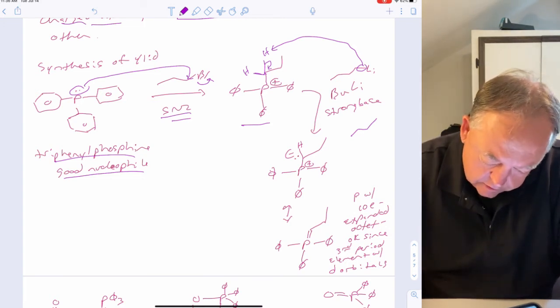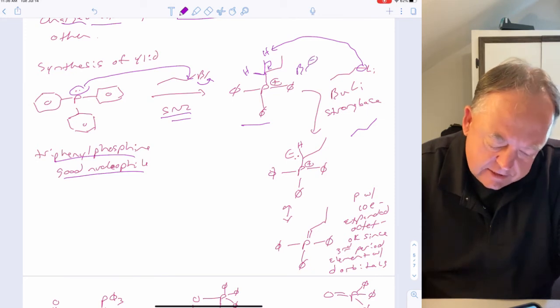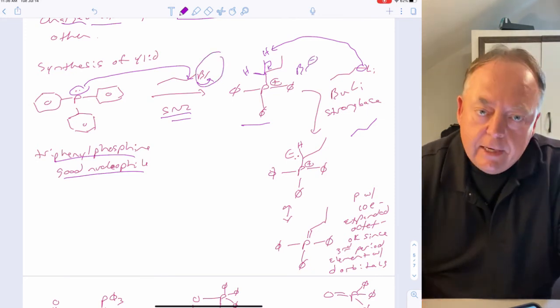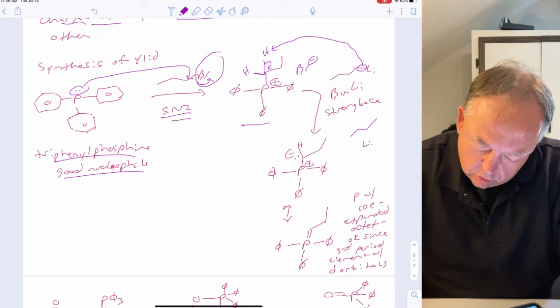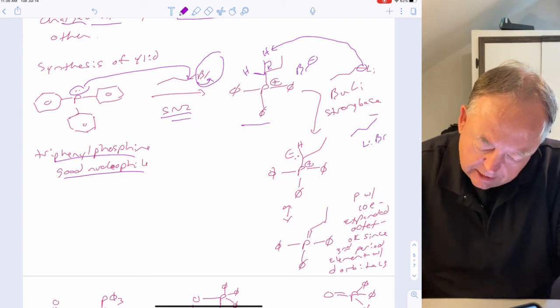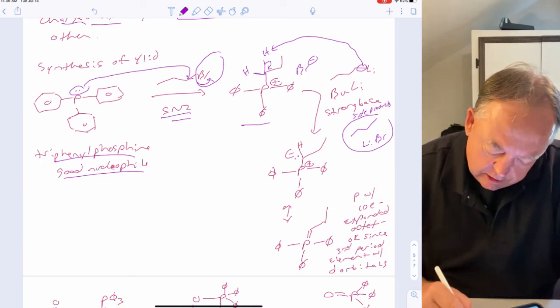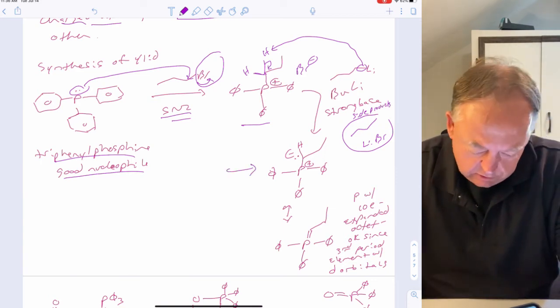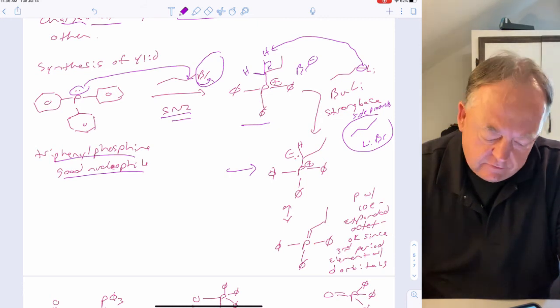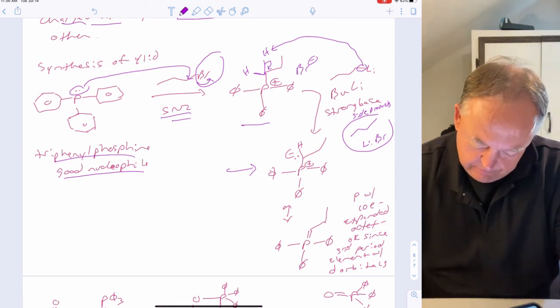And then what was the counter ion to phosphorus being positive was bromide, right? Because you lost a bromide. So then you would make lithium bromide and butane as side products. But we're mainly interested in the organic product. So now carbon has a lone pair and a negative charge, so that's your ylide.